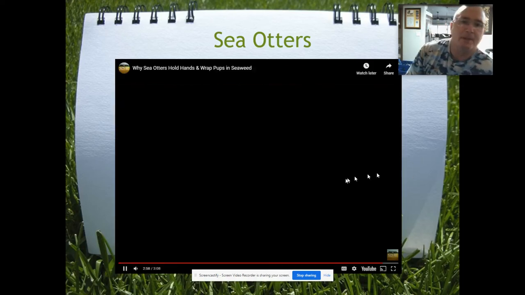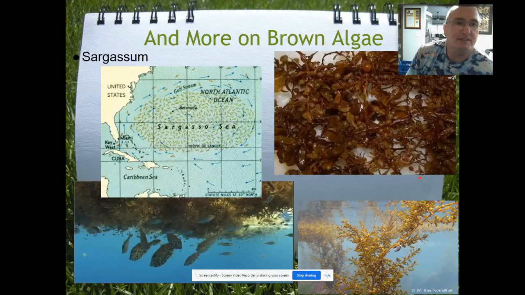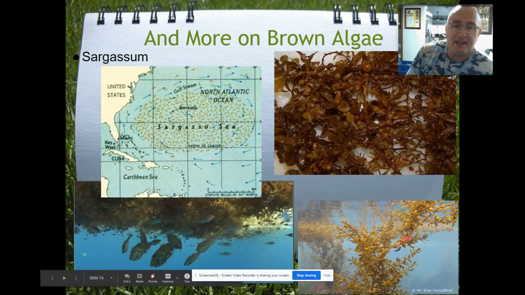All right, kind of neat. Let's see here. All right, so the other specimen type of brown algae I want to talk about is sargassum, and we see examples right here. This is the stuff that washes up on our beaches all the time. It's found out in the Atlantic. It drifts on the surface and can form pretty dense mats.